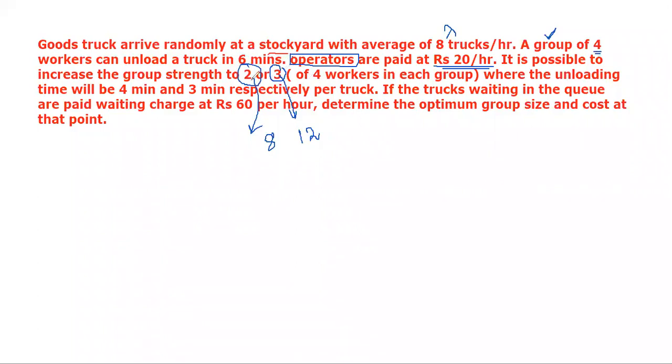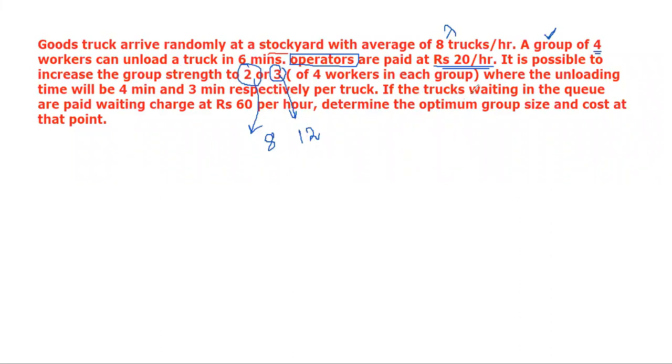Now we can increase the group size. Okay, we can have 2 groups. Now if we have 2 groups, that is, we have 8 operators working together, then you can expect the unloading time will decrease. It was 6 minutes when only one group was working. Now when 2 groups are working, the unloading time reduces to 4 minutes. And now if 3 groups are working, which means 12 operators or 12 workers are working together, then the unloading time reduces to 3 minutes per truck.